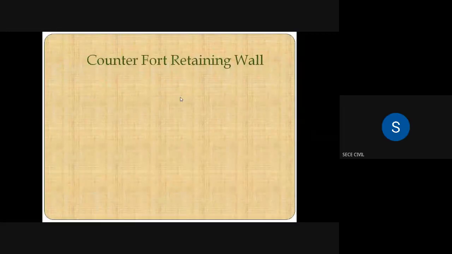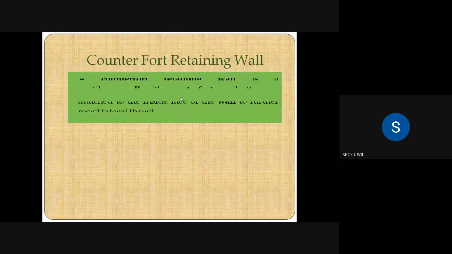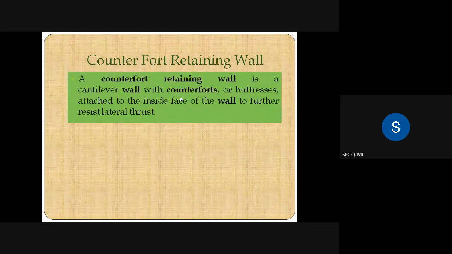So today we are going to see the design of a counterfort retaining wall. First, what is a counterfort retaining wall? A counterfort retaining wall is a cantilever wall with counterforts. It is similar to a cantilever retaining wall, but it has counterforts, or buttresses, but both are different. Counterfort retaining wall and buttress retaining wall are different.